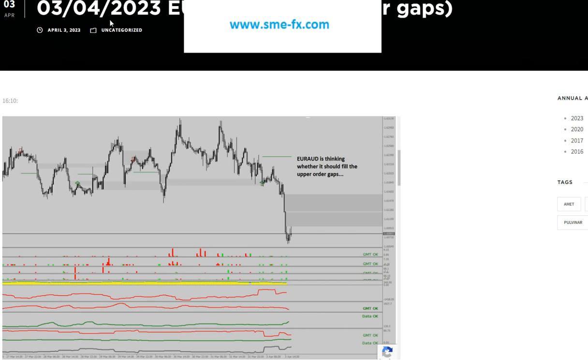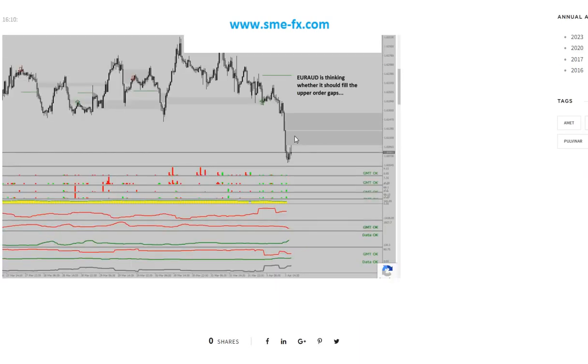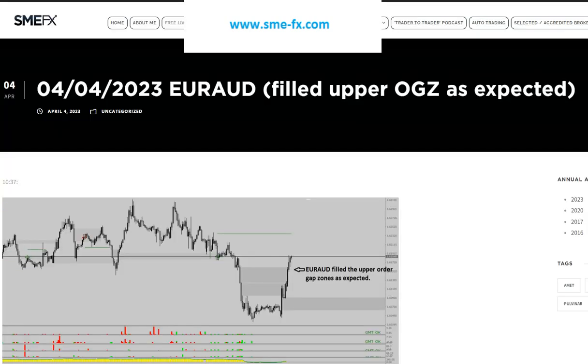So let's get started. 3rd of April, Euro Aussie, upper order gaps. The price came down. Above the price we have those beautiful order gap zones, so a good likelihood that there's going to be a pullback up to fill those. So a long inner range trade. I wrote Euro Aussie is thinking whether it should fill the upper order gaps.